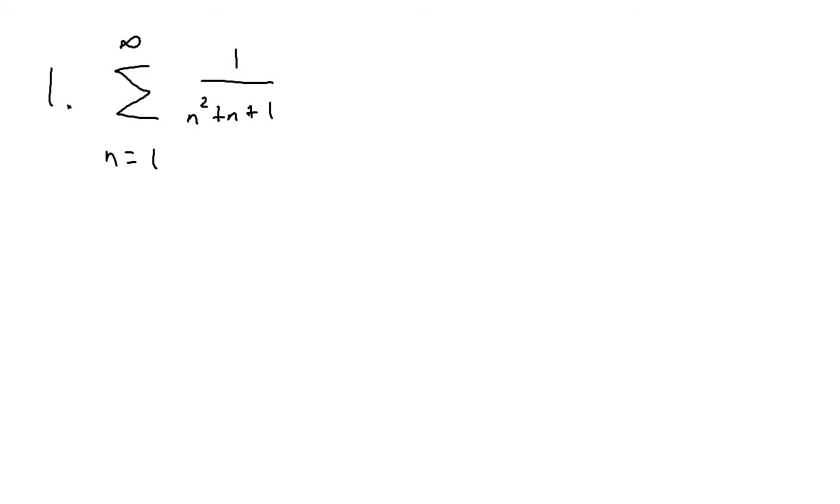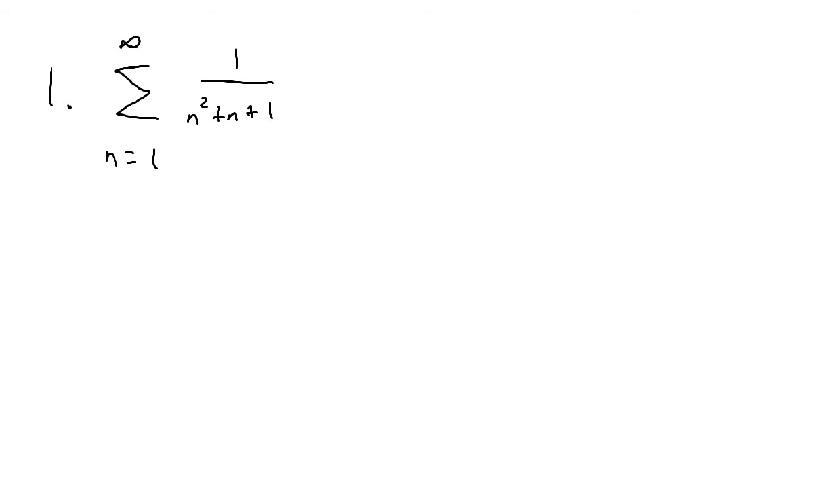So looking at number 1, we have the series from 1 to infinity of 1 over n squared plus n plus 1. Now, I can't really break the denominator up into linear factors, so I can't use the telescoping series. And I cannot do partial fraction decomposition.